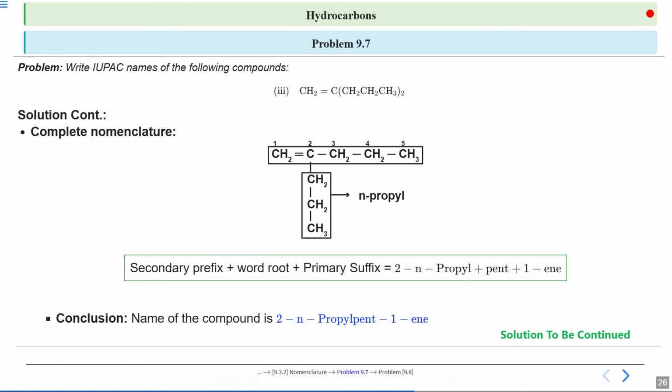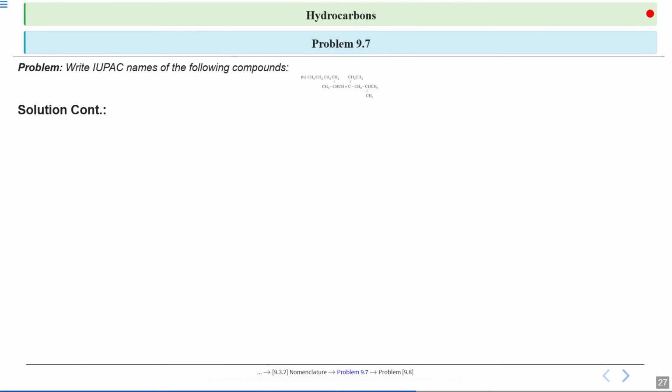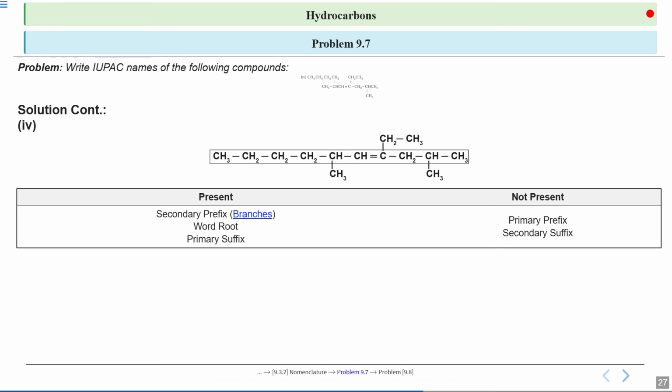Moving on to the next question. We have compound number 4. What can we say about compound number 4? I have already identified the longest chain. It is clear from this that your secondary prefix is present because some of the carbon is outside this longest chain. So the secondary prefix is present, the word root is mandatory, the primary suffix is mandatory, and the primary prefix and secondary suffix are absent due to the absence of a cyclic group and functional group.